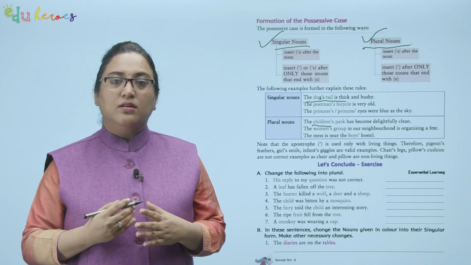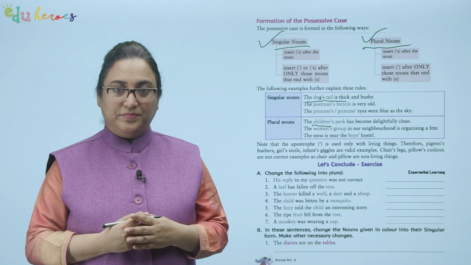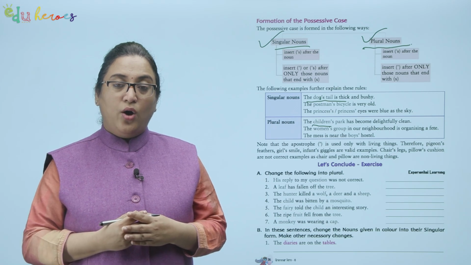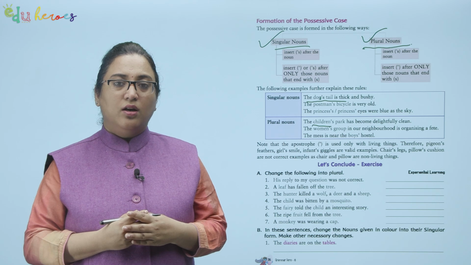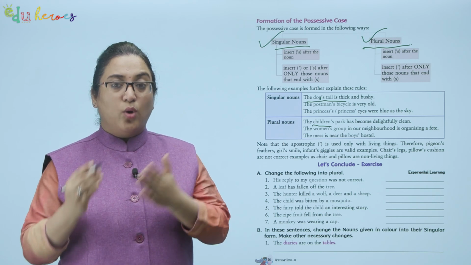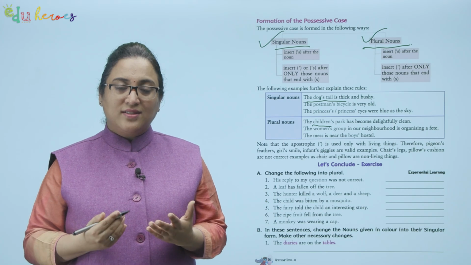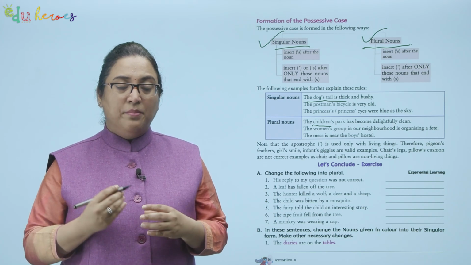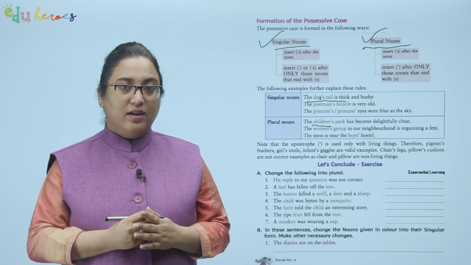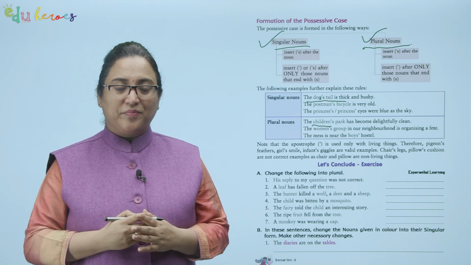The mess is near the boys' hostel. Now, boys is not an irregular plural noun. It is regular. Boy turns into boys. We already have an s in the word, isn't it? So we will just add an apostrophe, and we will not add another s.